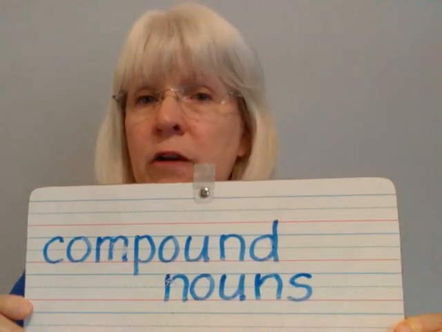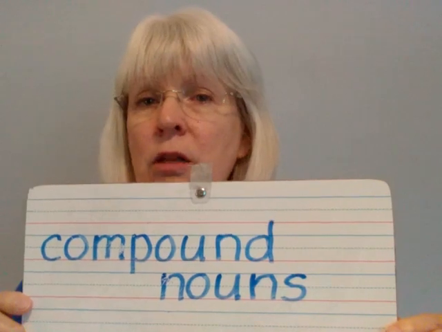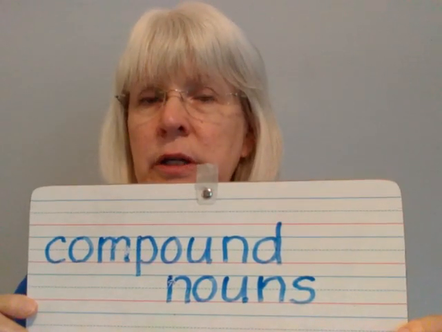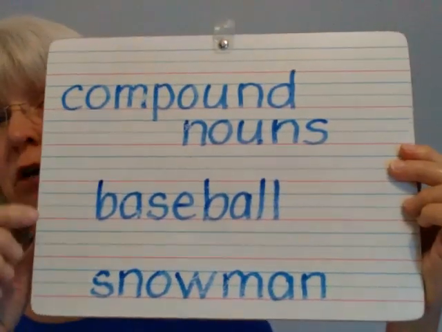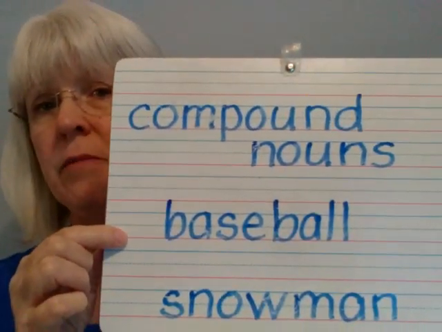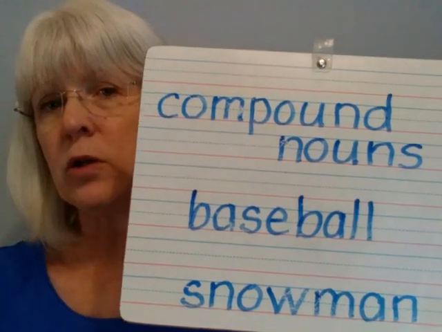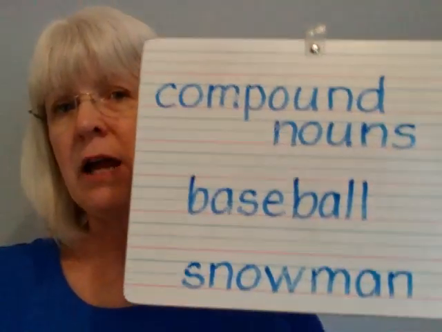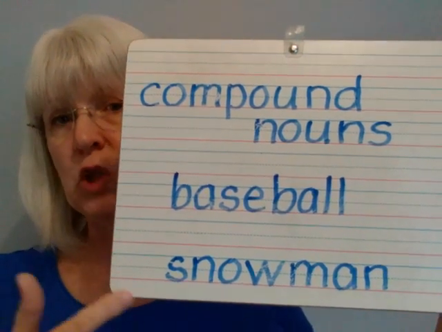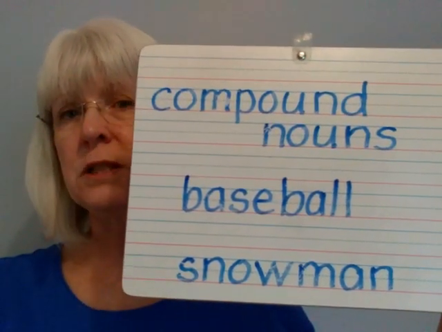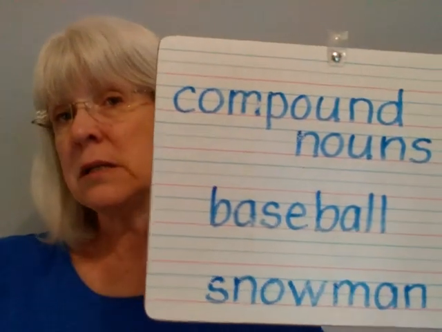Now, don't get thrown off by that word. Remember, all it is a compound word. That's a noun. A noun is a person, place, or thing. We've talked about compound words for a long, long time. So baseball is a compound word, and it's a noun because it's a thing, right? And a snowman is a compound word because it's made up of snow and man. So it's two words put together, but it's also a noun because a snowman is a thing. So that's not complicated. Let's talk a little bit about reading.